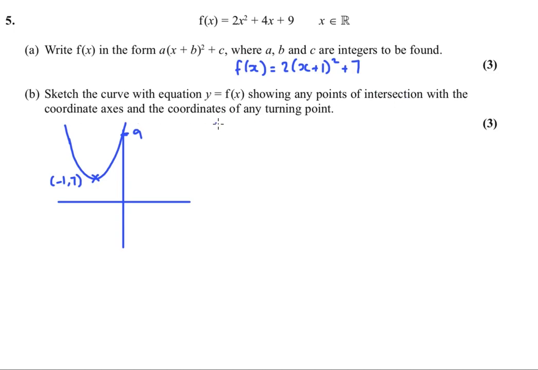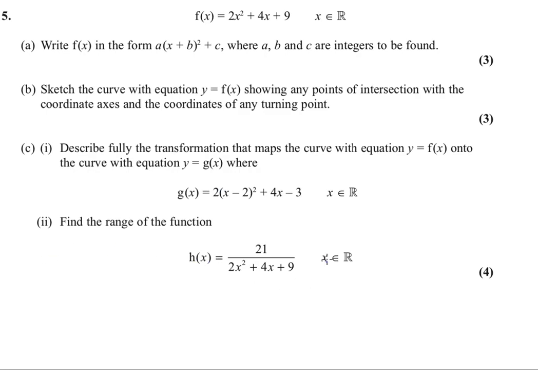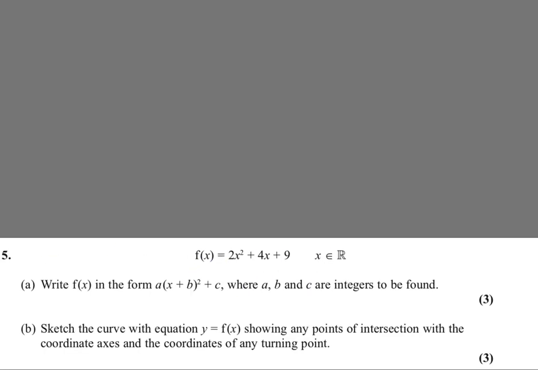Points of intersection with the coordinate axes and the coordinate of the turning point. So we've got both of those marked on there. A bit of a tricky question, I think.